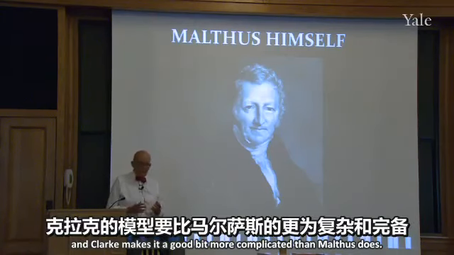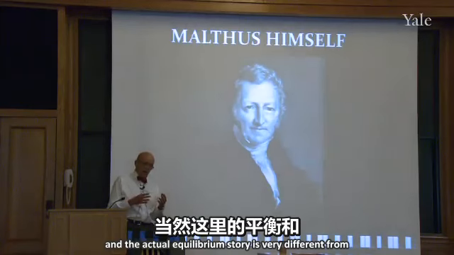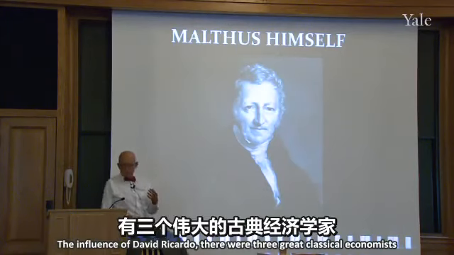And Clark makes it a good bit more complicated than Malthus does. And the reason for that is that Clark wants to make it look like contemporary economics. And the actual equilibrium story is very different from the equilibrium story in Microeconomics 101.